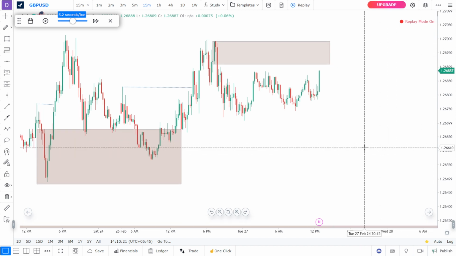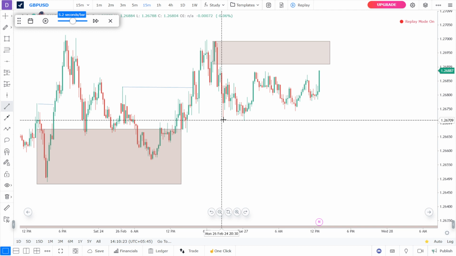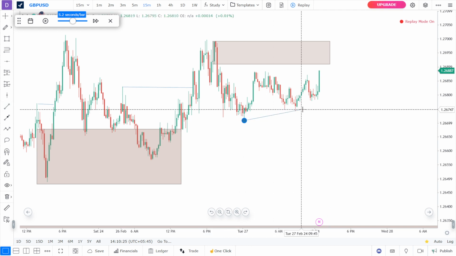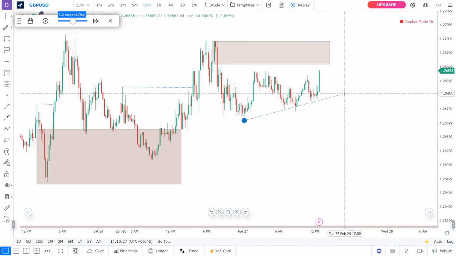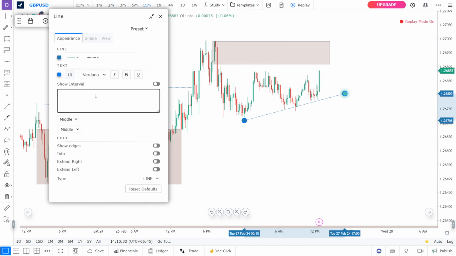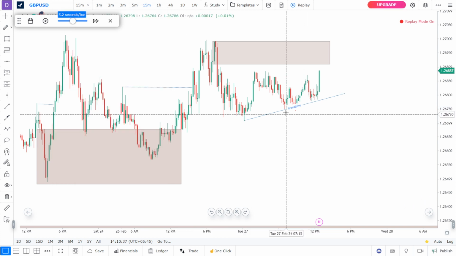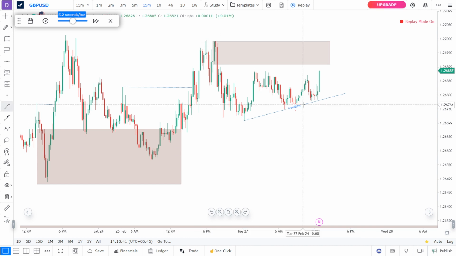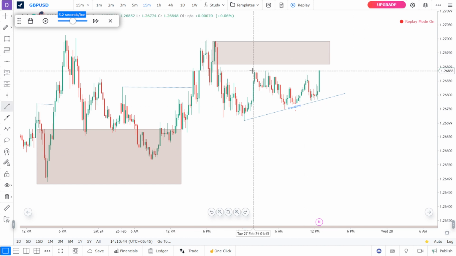First, check something. First, find out whether, during the Asian session, there's some kind of trend line forming or not. Okay, so there is this trend line forming during the Asian session. Opposite to the trend line, find the high of the Asian session. So this is the trend line, and opposite to the trend line, this is the high.